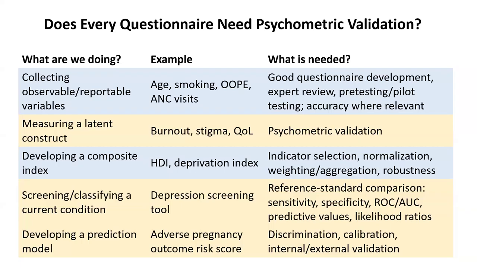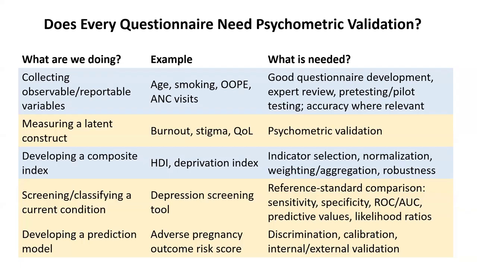Another scenario could be where you are measuring a latent construct. I'm going to talk a little bit more about this idea of a latent construct. If the variable you're looking at cannot be measured by a single question, and it is very subjective and abstract in nature, like, say, burnout, stigma, or quality of life, there are many questions you need to ask to really come up with an answer for such constructs. You need to use psychometric validation techniques in these scenarios.